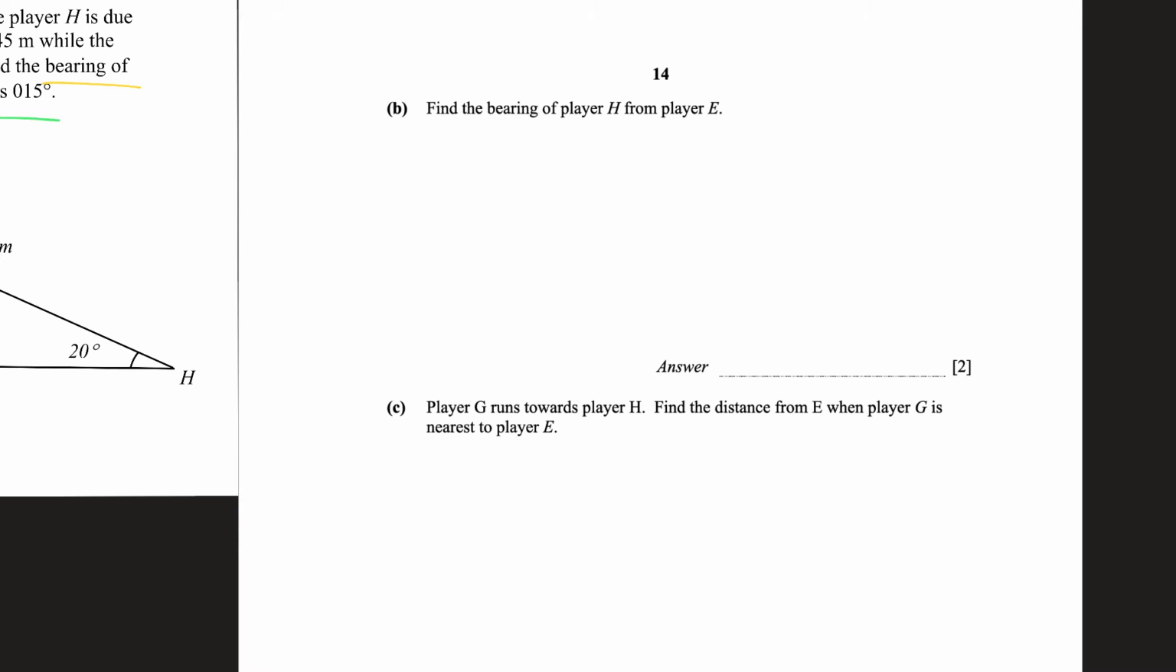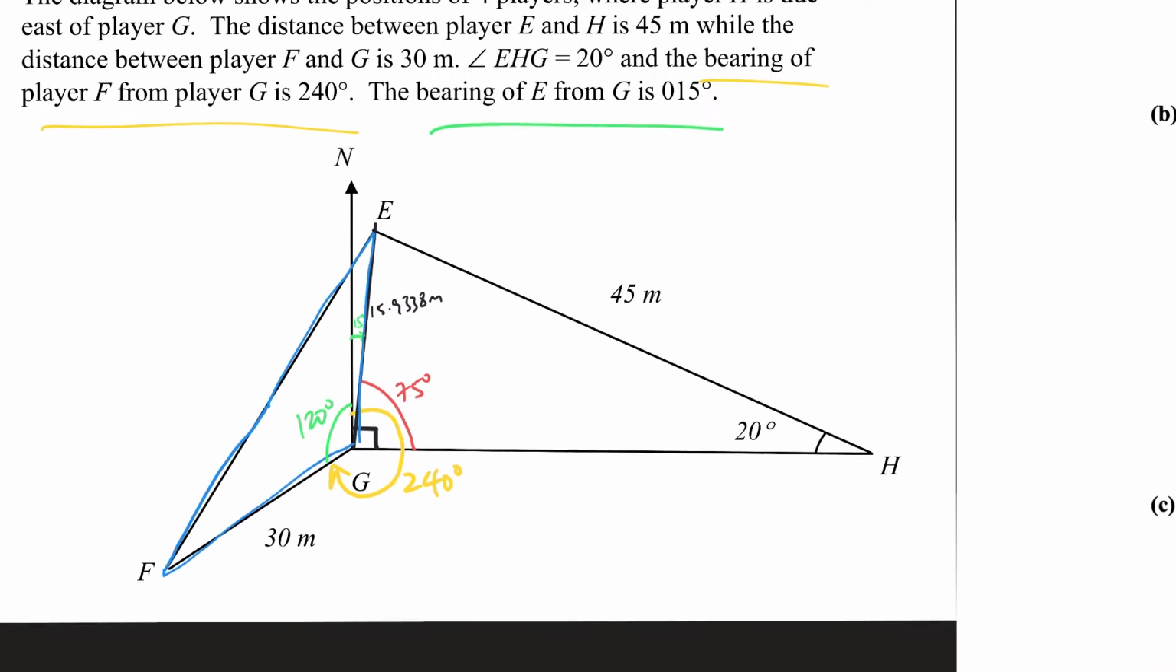And right now let's look at the bearing of player H from player E. So from player E, we construct a north. All norths must be parallel to each other, alright? And then the bearing of player H from player E, so that means we're looking at this angle. How do we find it? Actually the key is also to construct another north right here.